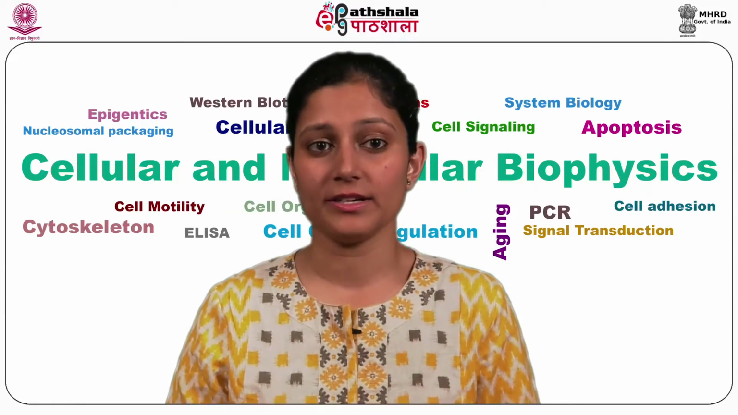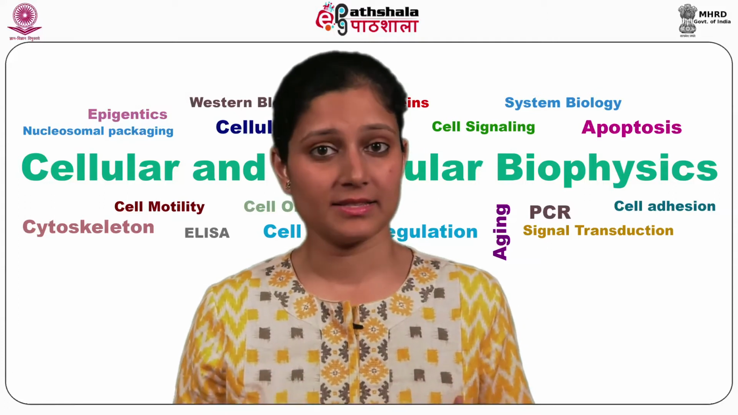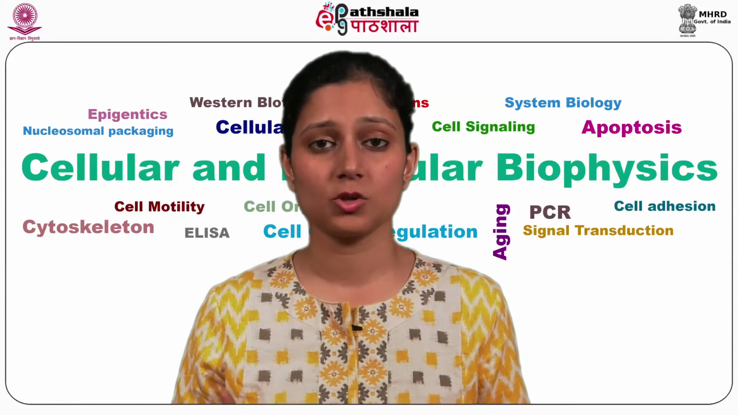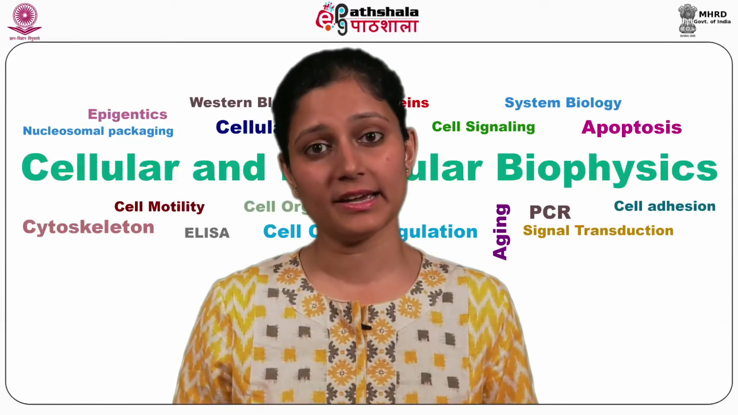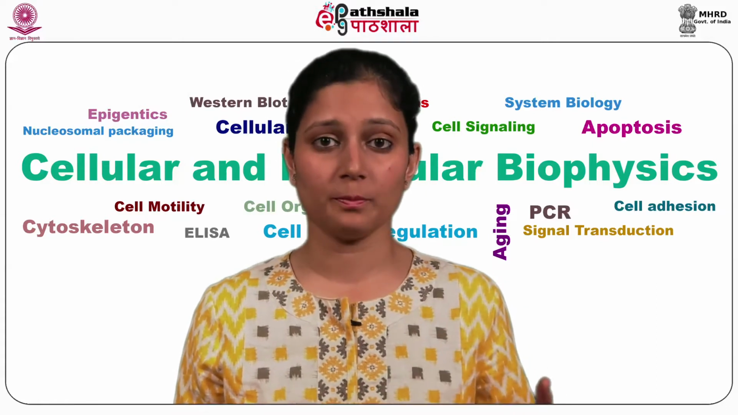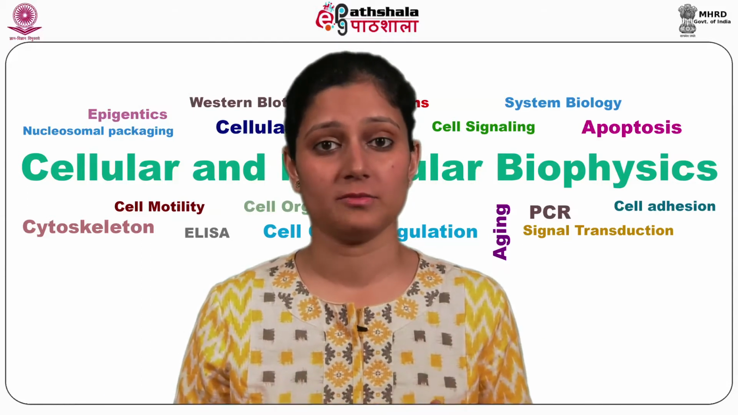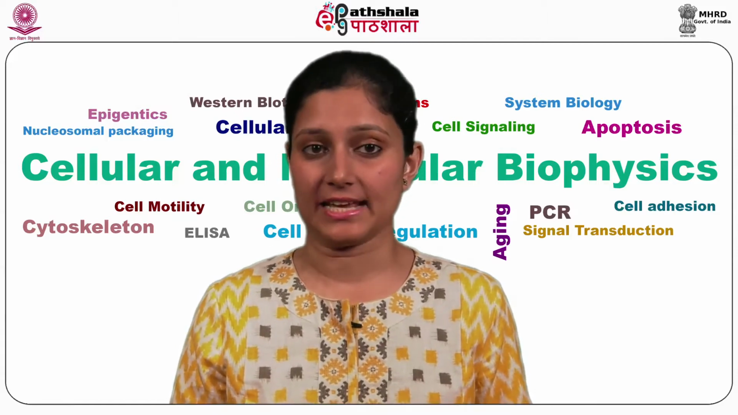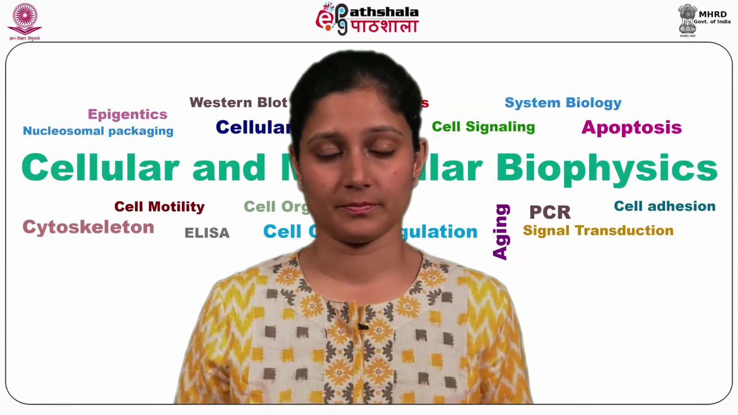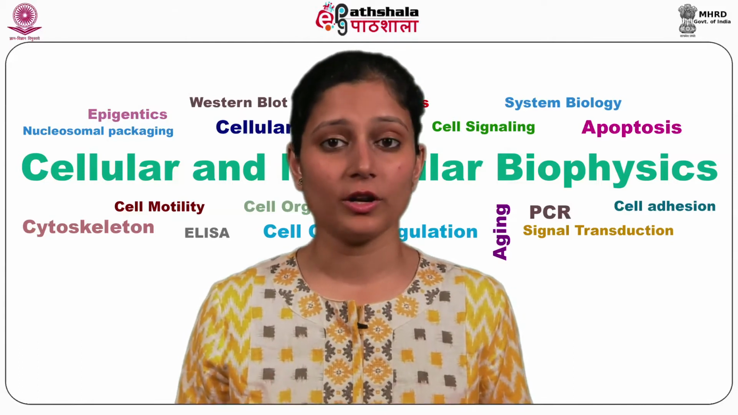The genetic material or DNA of all eukaryotic cells, whether they are animal cells, plant cells, protists or fungi, is stored in the nucleus. This nucleus is enclosed in a double-layered membrane called the nuclear membrane or nuclear envelope. This nuclear envelope separates the nucleoplasm from the cytoplasm and controls the nucleocytoplasmic transport, which is critical for many physiological processes, including gene expression and signal transduction. It is also implicated in pathological cell processes such as oncogenesis.